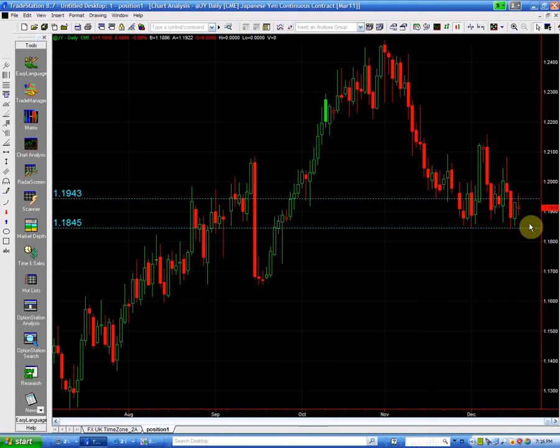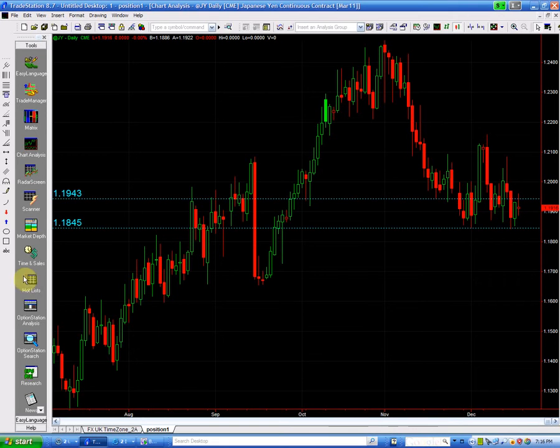As you can see, this weakness. So it bounced above the 118, it went back again to the 119, and then it failed. So we have a clear, well-defined sell signal in the yen. So the pound is weak.